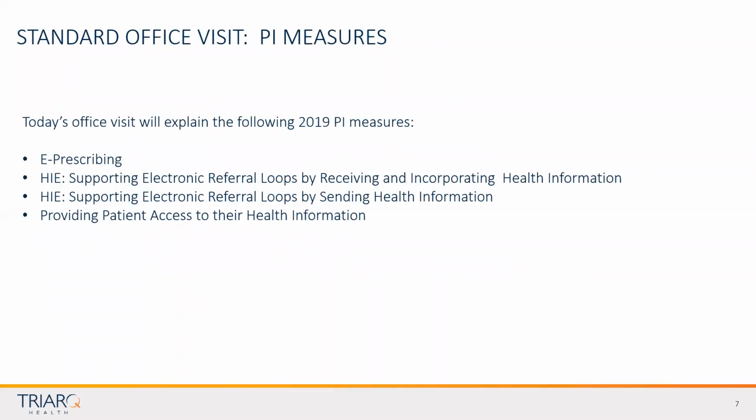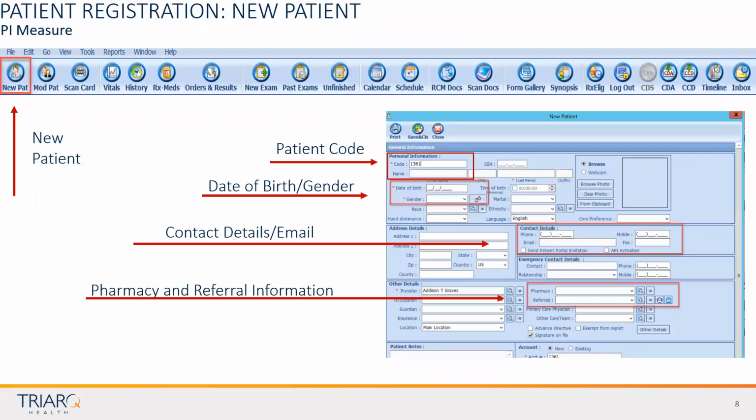Now for our PI measures that we'll be discussing today, we're going to focus on e-prescribing and then our supporting electronic referral loops, both by receiving and incorporating health information and by sending health information. Those two specifically have been a bit difficult for some of our practices out there, so again, I wanted to spend some time with those. And then our providing patient access to their health information, which is actually where I'm going to be beginning our presentation today. And this starts right away in our patient registration.